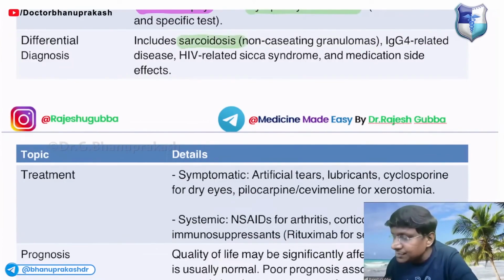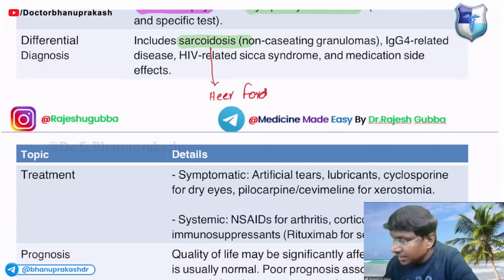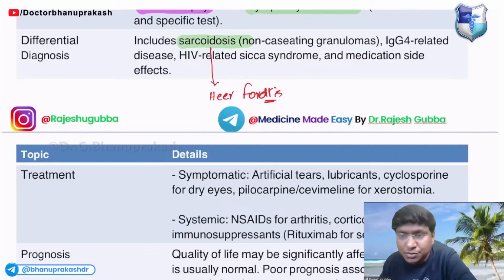And differential diagnosis, what is the other condition where you have the enlargement of the parotid gland? That is in sarcoidosis. And that syndrome is called uveoparotid syndrome, or we call it the Heerfordt syndrome, right? That is what you will observe in case of sarcoidosis.